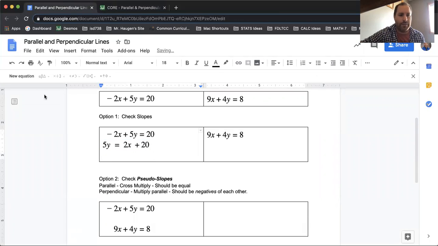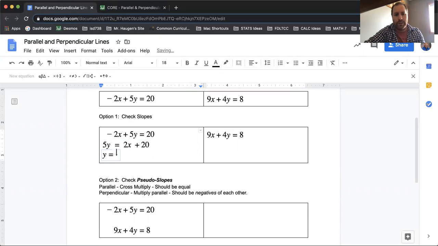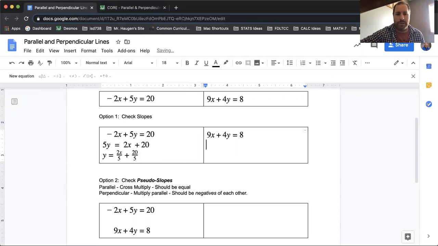by 5. So in here, we'd have y equals 2x over 5 plus 20 over 5. And I'm just going to leave it as 20 over 5. I understand that's 4, but when we're checking if things are parallel or perpendicular, the y-intercept doesn't matter. Only the slope does. So that's the only thing we're going to care about there.